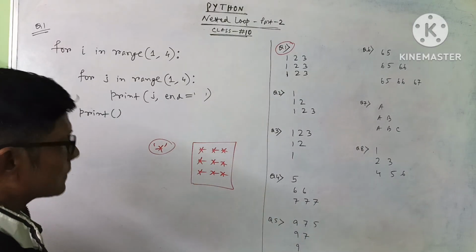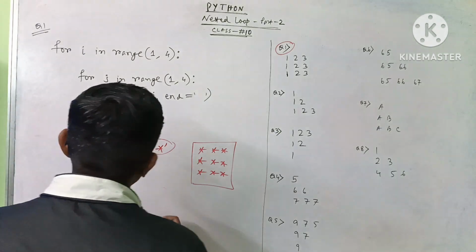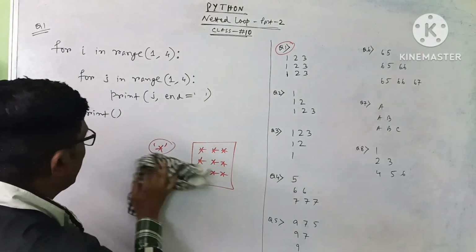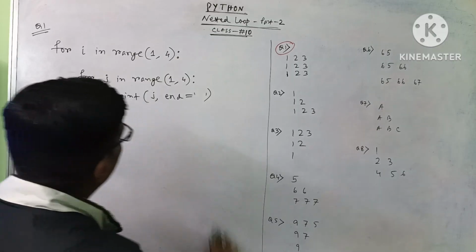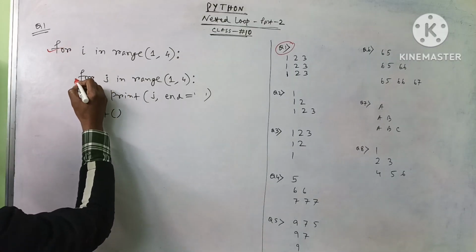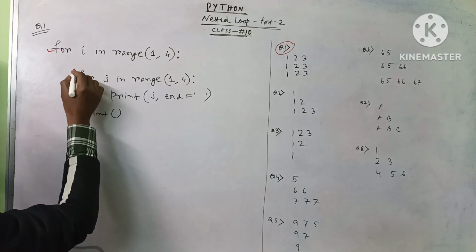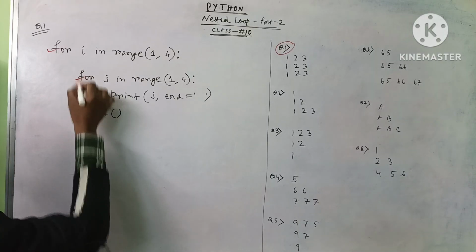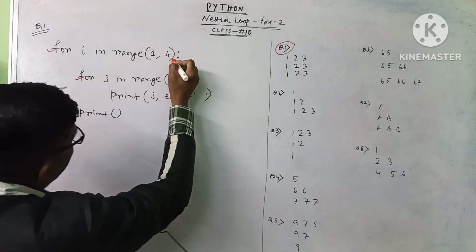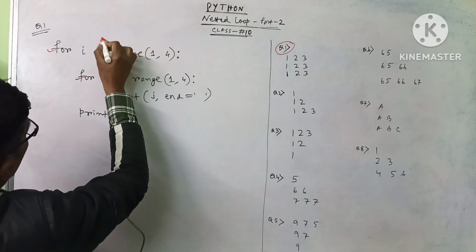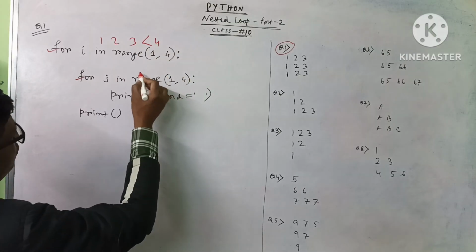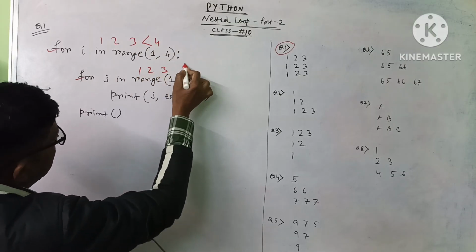In my previous class I showed you like this, but today I have written J here. If you write J, what will happen? What is J's value? You see this is the outer loop and this is the inner loop. Inside the outer loop, these are the lines. This loop's starting value is 1 and the ending value is less than 4. So it will be 1, 2, 3, less than 4. And this also is 1, 2, 3, less than 4.